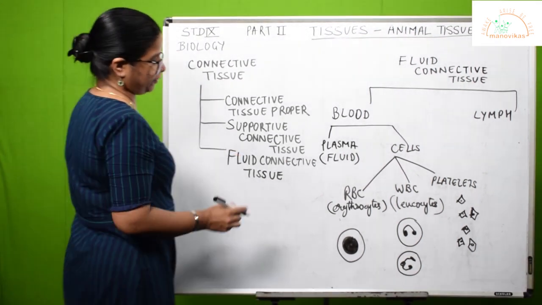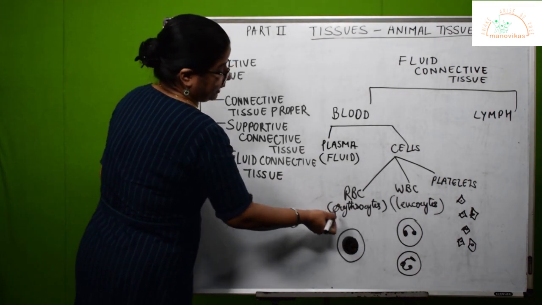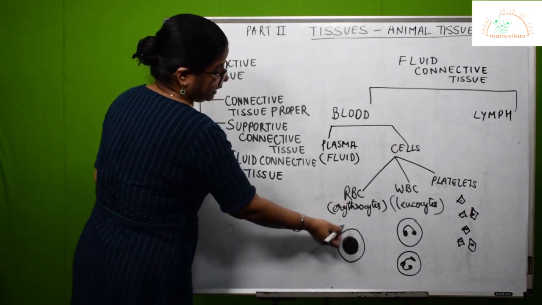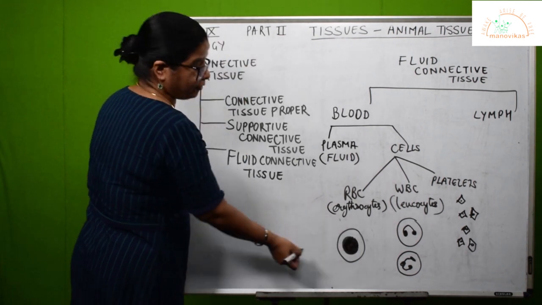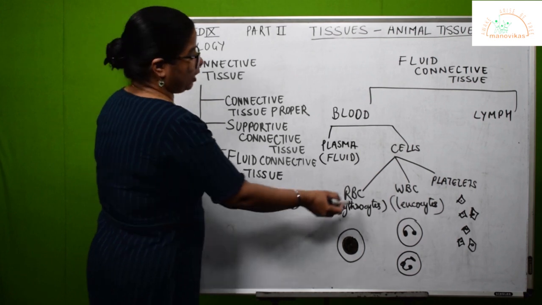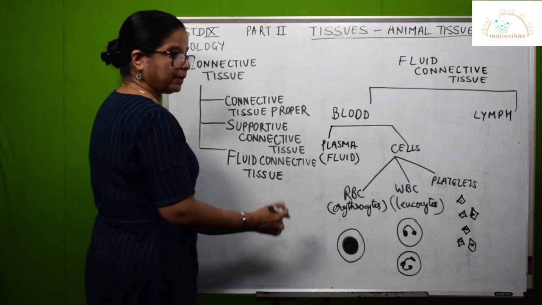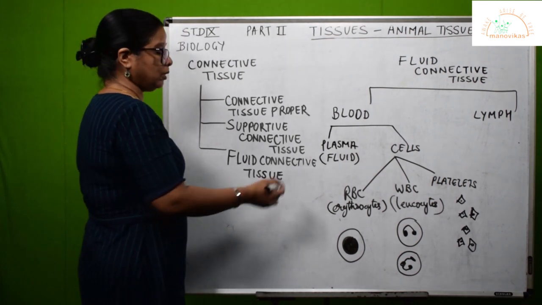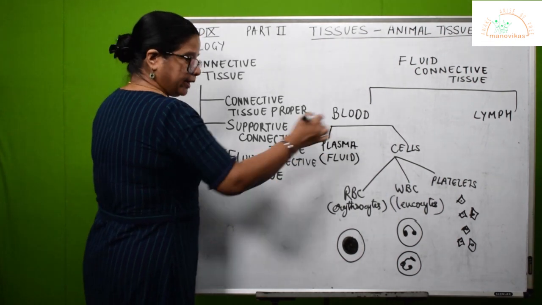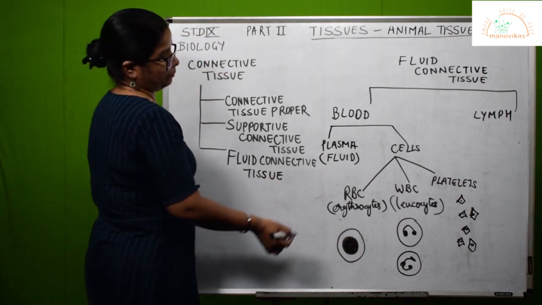Now let us look at some more features. RBCs, when we say erythrocytes, what does it convey to us? It conveys that they are carriers of oxygen. Now RBC, because of a pigment called hemoglobin, appear to be brownish red in color. This pigment helps to carry the oxygen to the tissues. Also it takes carbon dioxide back from the tissues. So it has this brownish red color.